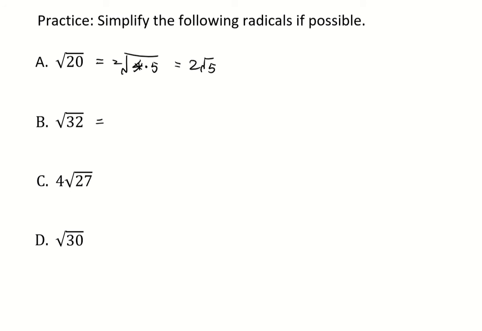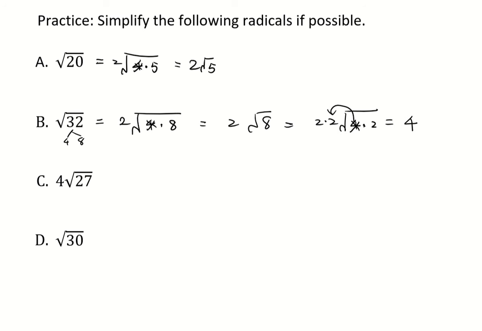B, square root of 32. First of all, I know 32 is 4 times 8, so you can do 4 times 8. This 4 can come out as a 2, 2 square root of 8. However, 8 has another perfect square, 4, in it, so 8 can be factored as 4 times 2, so this 4 can come out as another 2. So 2 times 2 on the outside is 4. 4 square root of 2 is the answer.